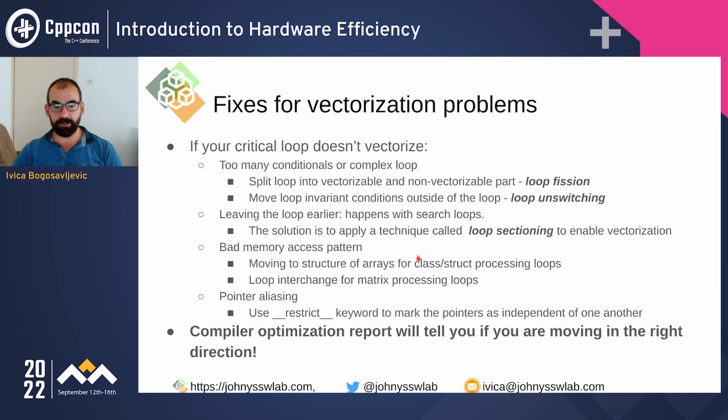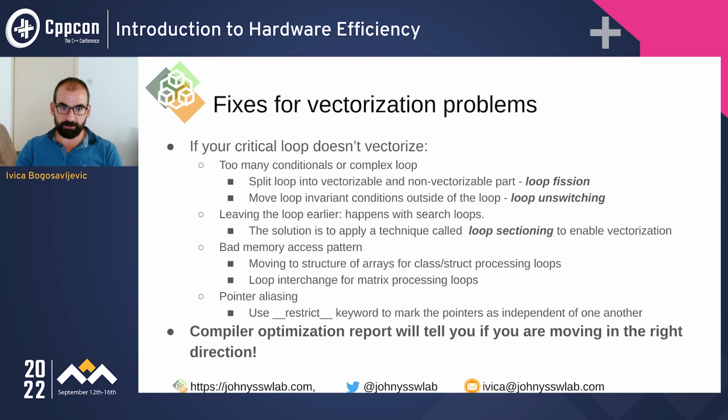And finally, if you have pointer aliasing. Now, there are 2 types of pointer aliasing. One is true pointer aliasing and one is false pointer aliasing. True pointer aliasing happens when you have 2 pointers pointing to the same block of memory. And there is nothing you can do about it. But if you have false pointer aliasing, the compiler is not sure if the 2 pointers actually alias one another or not. And in that case, it needs to be conservative and it will generate scalar code.